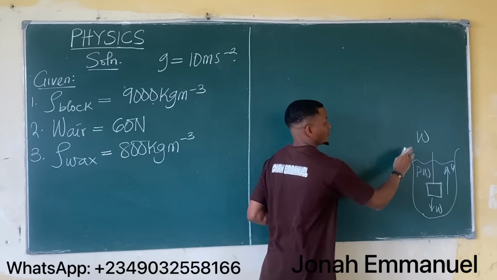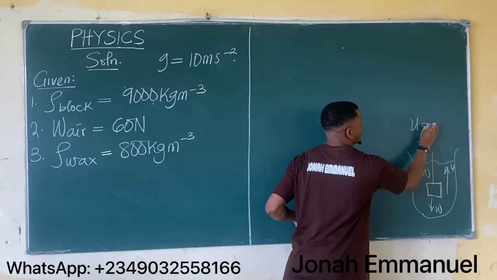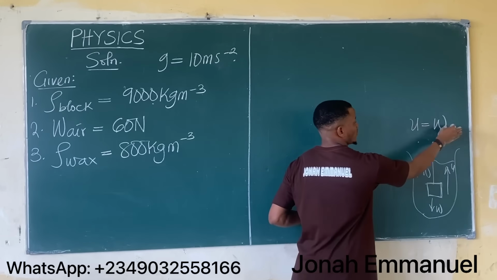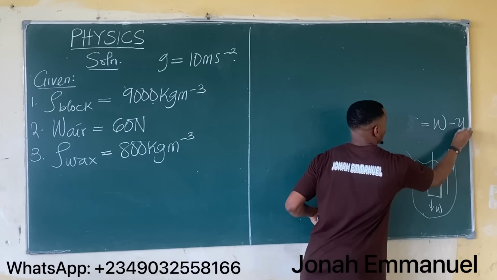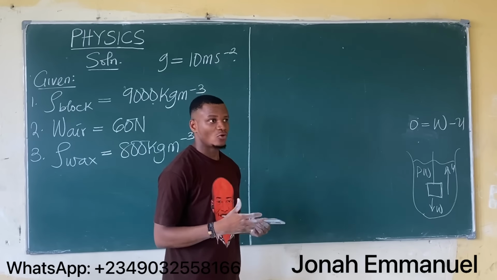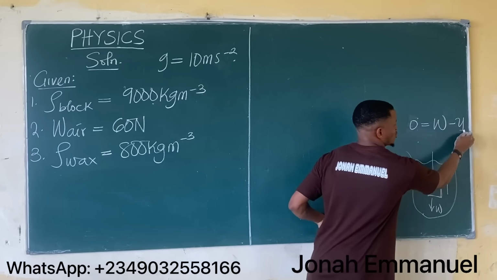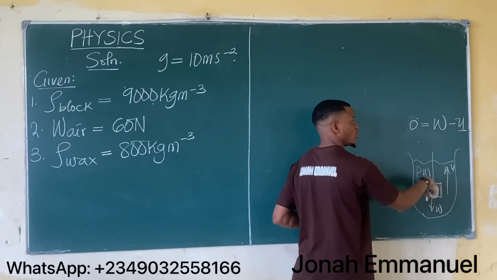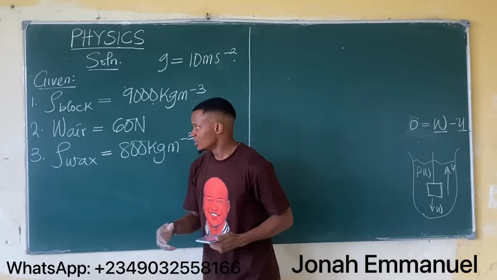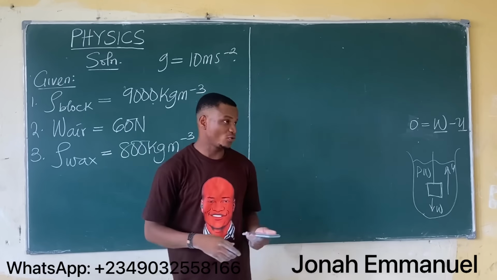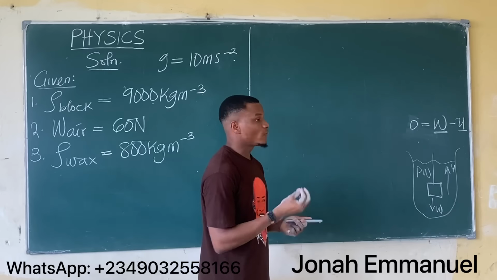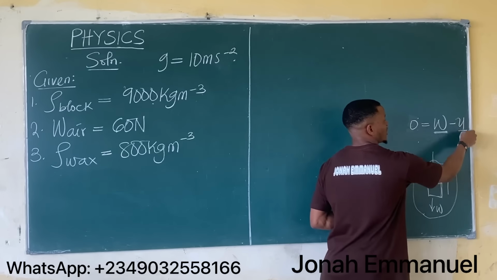So from Archimedes principle, we said upthrust is equal to weight. For there to be equilibrium here, if I move upthrust over here, upthrust becomes minus U equal to 0. Now, if I want to get the weight of the block in the paraffin wax, what I need to do is this. Subtract the upthrust by the paraffin wax on the block from the weight of the block in air. So with that said, the weight of the block in air is 60 Newton.